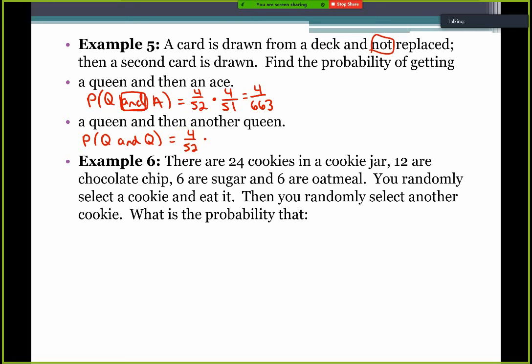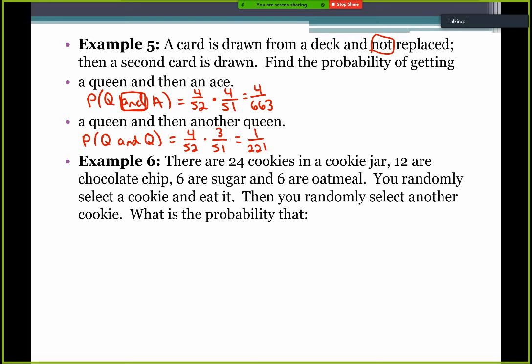Now, you have to make sure you slow yourself down for that second one. I don't put the card back. The card I don't put back is a queen. So when I go to draw that second card out, how many queens are left for me to actually get? There's only 3 left. How many total cards am I selecting from? The 51. So just be super careful when it's going to be the same thing twice and replacement isn't happening. That numerator is going to change along with the denominator. So we end up with 1 out of 221.